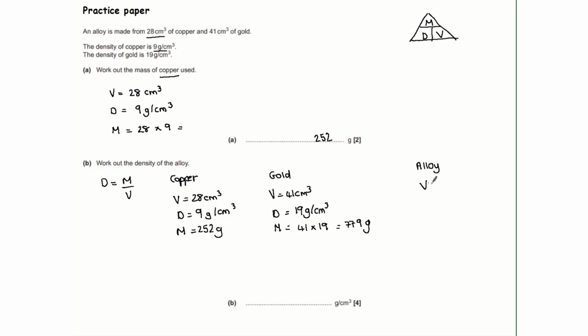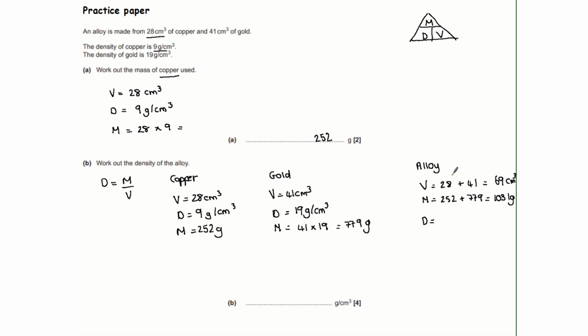My total volume is going to be the 28 and the 41, which gives us 69 centimetres cubed. We want to work out the density, so what mass have we got? Well, we've got 252 and 779 grams, which gives us a total of 1031 grams. From there, I can then go on and work out the density.